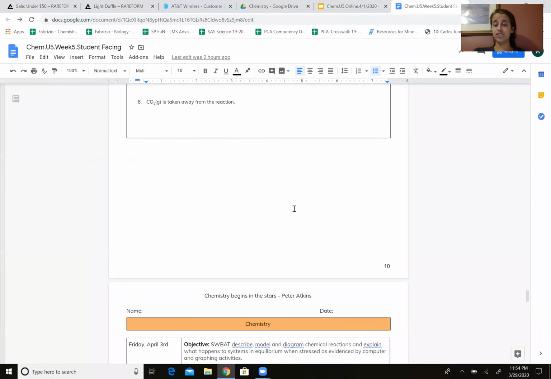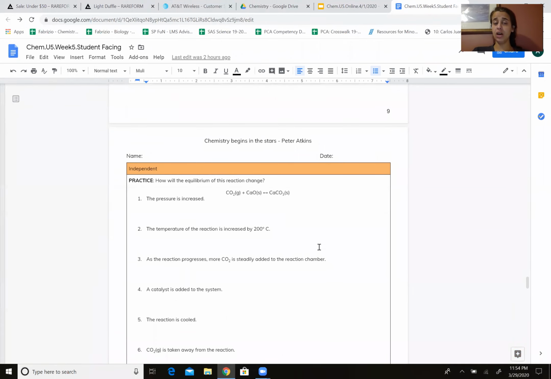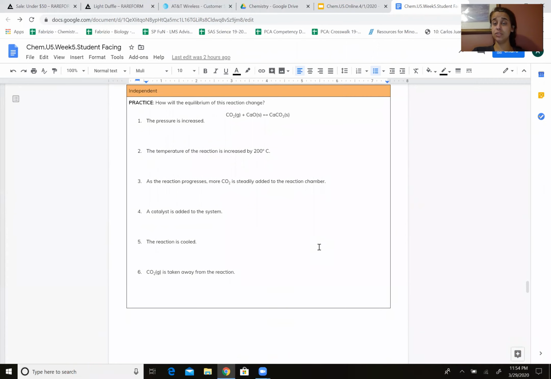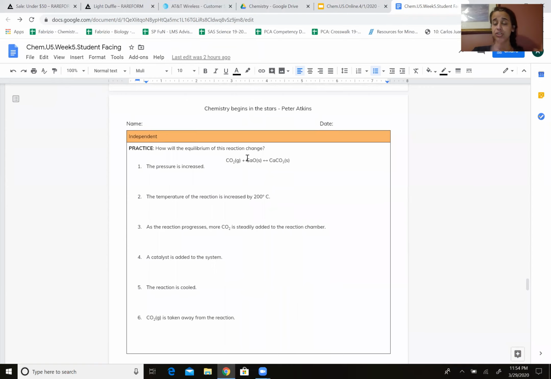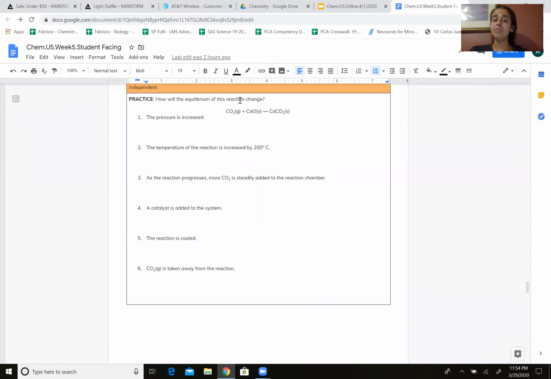Okay, so you should have page 10 completed. Take a minute, pause me now, take 10 minutes, take 5 minutes, however long you need, to complete this. You're telling me how equilibrium is either going to shift to the left or to the right based on the scenario that it gives you for this specific reaction. So pause me now to do that.